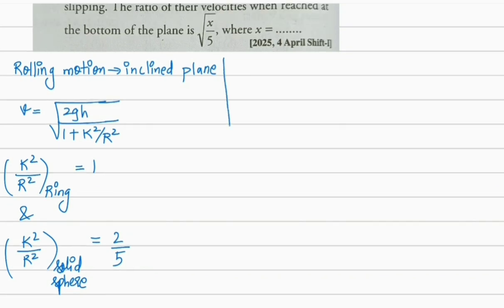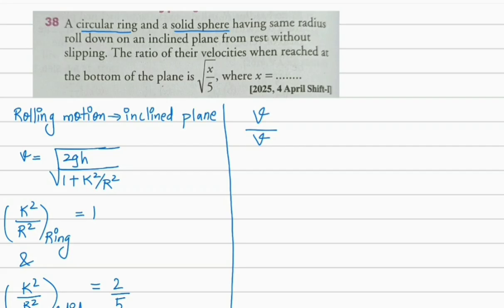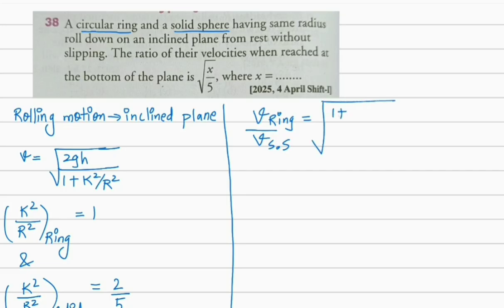This simply means velocity का ratio will look like this, v divided by v, right? It's ring divided by solid sphere का velocity. So this will be root of, students, 1 plus k square by r square for the solid sphere, which is 2 by 5, over 1 plus k square by r square for a ring, which is nothing but 1.